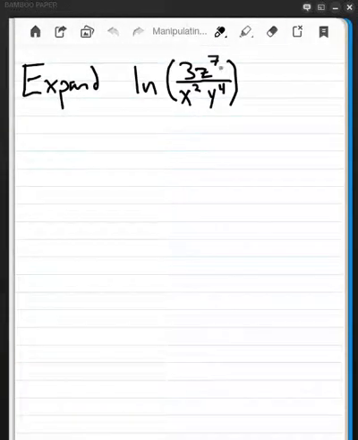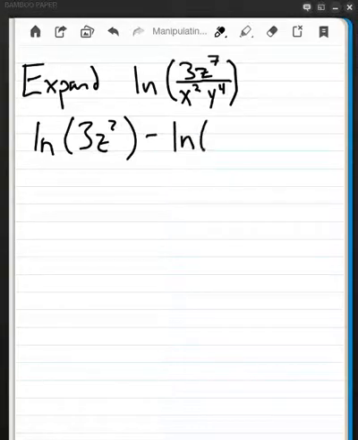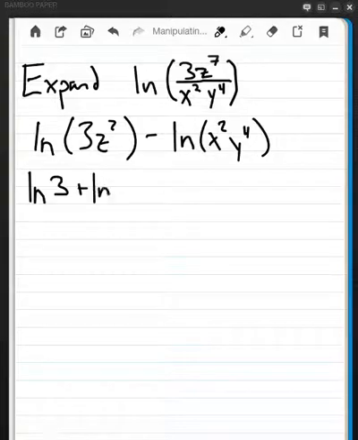Alrighty. Let's talk about expanding this guy. It's a complex one because we have numerator and denominator made up of several factors each. So let's first start by using that quotient law to separate the numerator from the denominator. We have the natural log of 3z to the 7th minus the natural log of x squared y to the 4th. Okay, to expand further, this has 2 factors in it. We can get each of these into their own log. So this would be natural log of 3 plus natural log of z to the 7th.